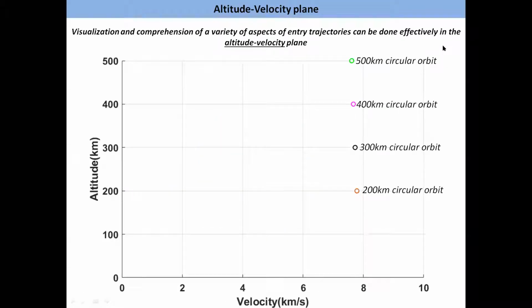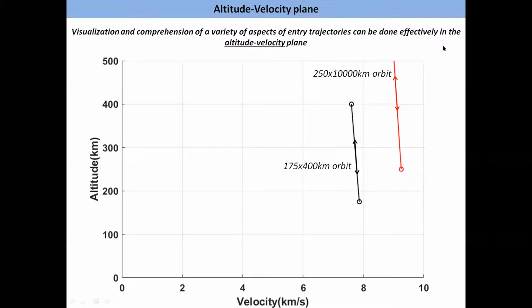Now, visualization and comprehension of a variety of aspects related to entry trajectories can be done using the altitude velocity plane. I'll start here with showing certain orbits in the altitude velocity plane. If you look here, I have plotted certain circular orbits. Circular orbits will be almost a point in the altitude velocity plane if you assume Keplerian dynamics. So you have a 200-kilometer orbit with slightly less than 8 kilometer per second velocity. It remains at 200-kilometer altitude. A 300-kilometer circular orbit will have slightly lesser velocity. That is what you see.